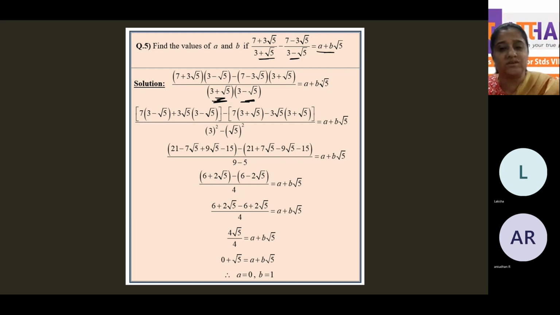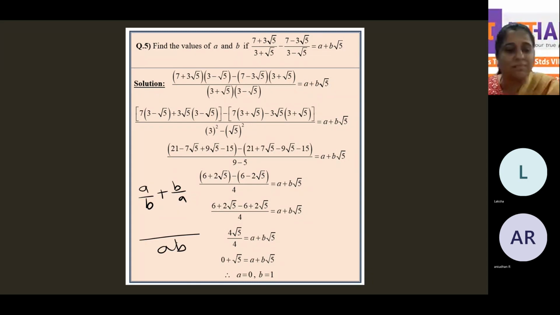So what will happen? This is equal to A plus B root 5. Keep writing that as it is. No change. Now, the numerator: this one is 3 plus root 5, so you should multiply the numerator by 3 minus root 5. Correct? Because the common denominator is this. And here you have 3 minus root 5, so you should multiply this numerator by 3 plus root 5.